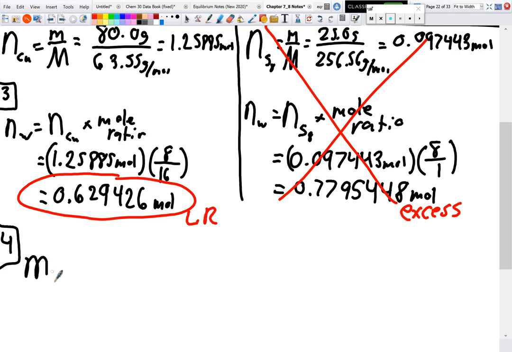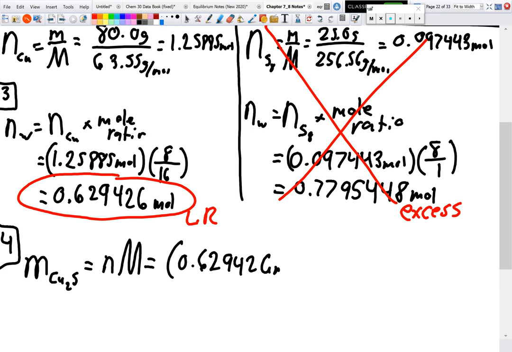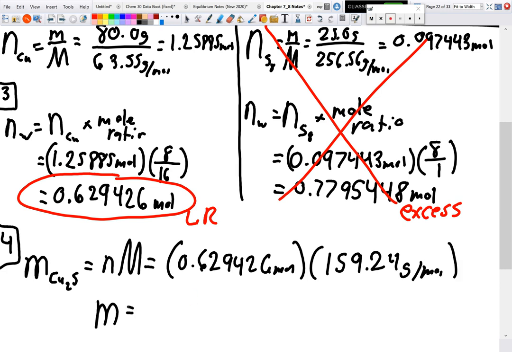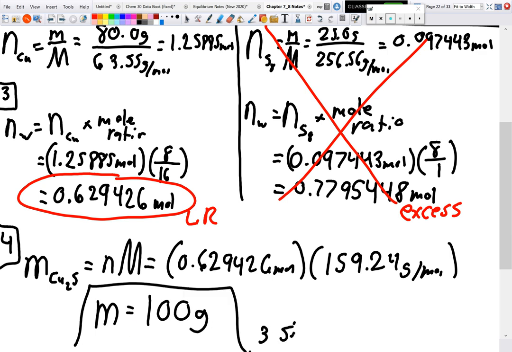So mass, in this case, is copper 1 sulfide, equal to number of moles times molar mass. So we take the lowest number of moles calculated in step 3, multiply by the molar mass, and we are left with 3 significant digits. We have 100 grams.